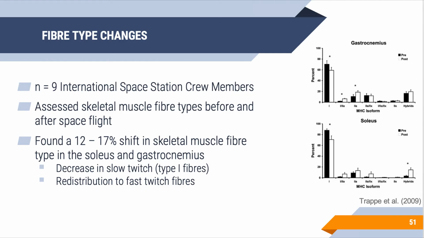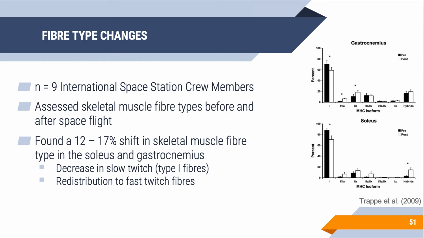So what about fiber type shifting? Do we see that in outer space? So again, same kind of study, 9 members of that International Space Station crew. What they looked at was skeletal muscle biopsies prior to and after that 180 days of spaceflight. And what they saw was that there was about a 12 to 17% shift in skeletal muscle fiber type in the soleus and gastrocnemius, shifting away from these slow twitch fibers towards fast twitch fibers.